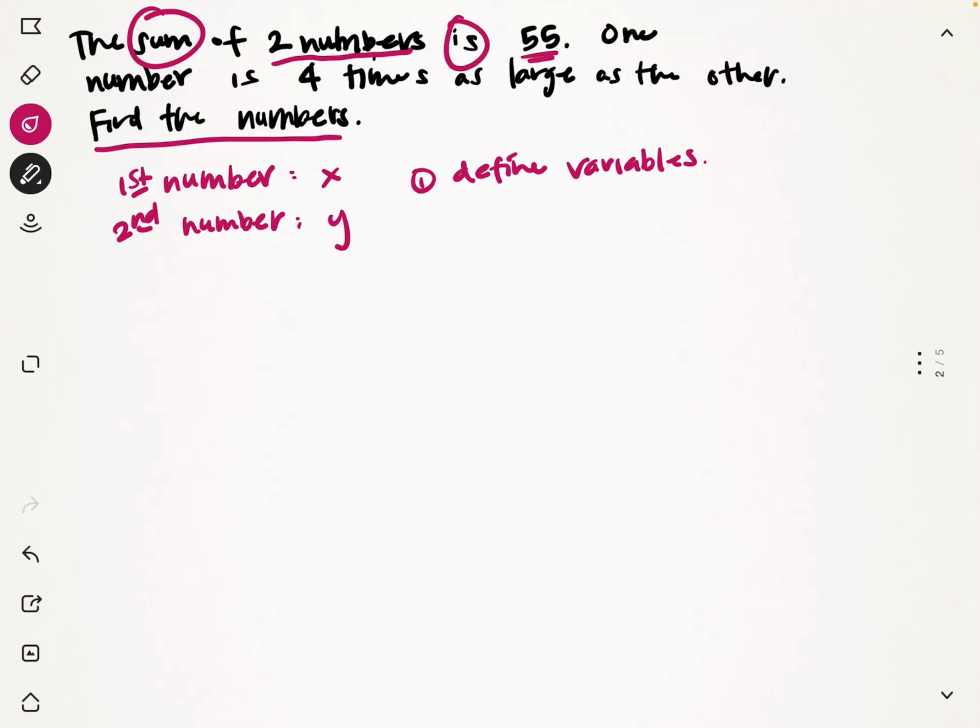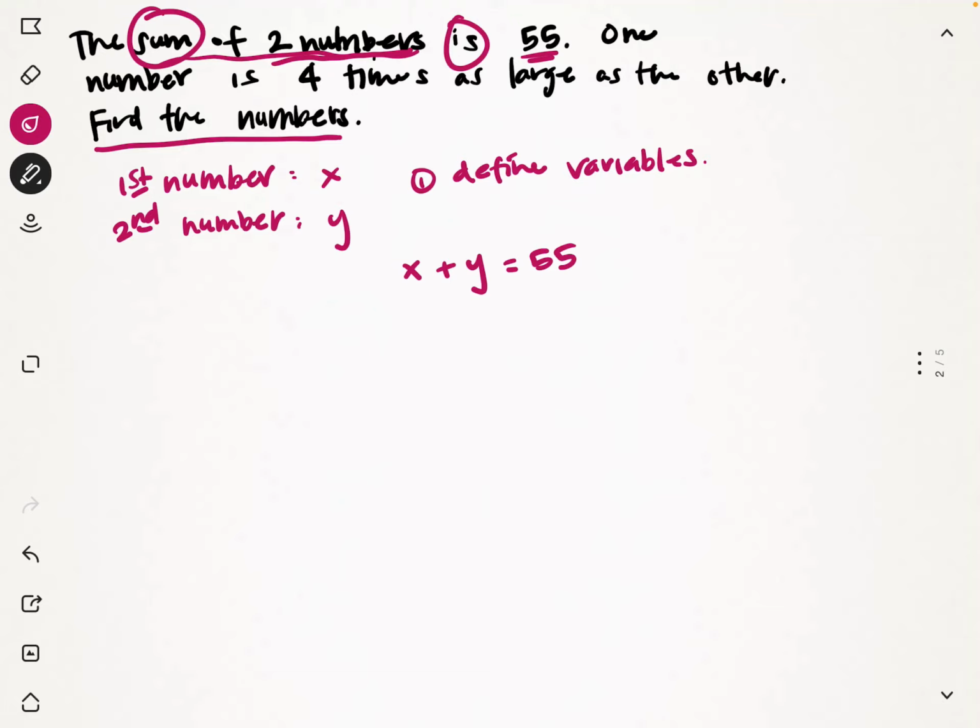Okay, so let's write this in algebraic form. So the sum of the two numbers, so the first number is x, and the second number is y, and we're adding them. So that takes care of this whole first part, the sum of two numbers. Now we have the is, which is equals, and then our 55. Okay, so the first sentence helped us to set up our first equation. x plus y equals 55.